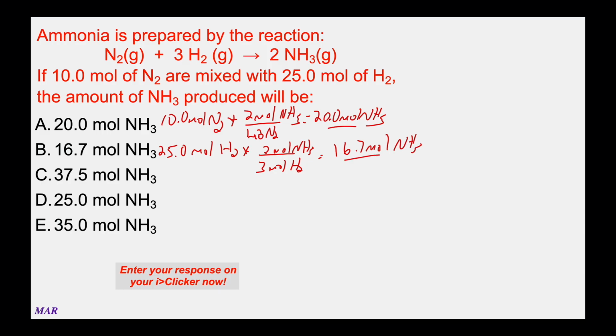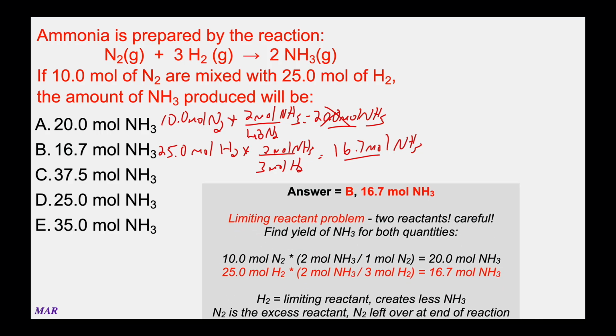So we've got a problem here where the nitrogen says we can make 20 moles of NH3, but the hydrogen claims we can only make 16.7. And if your boss says, hey, how much ammonia NH3 can we make here? Well, you'd better give him the right amount. And the answer will be the smaller number. So what this says is that the amount of NH3 that's made, not 20, all right? The hydrogen, the H2, can only produce 16.7 moles of NH3. And this is an example of a limiting reactant problem.